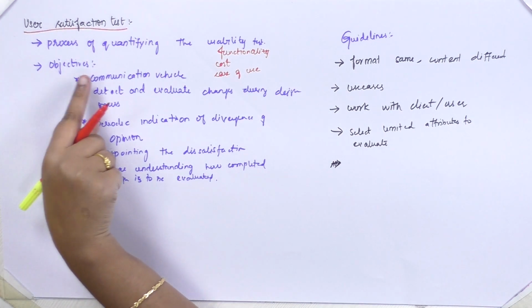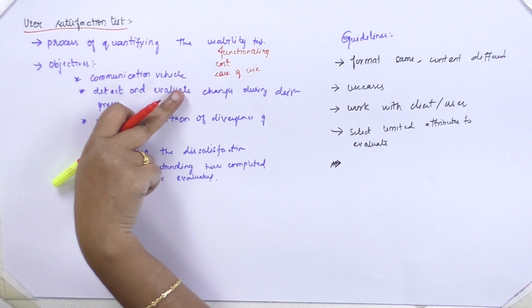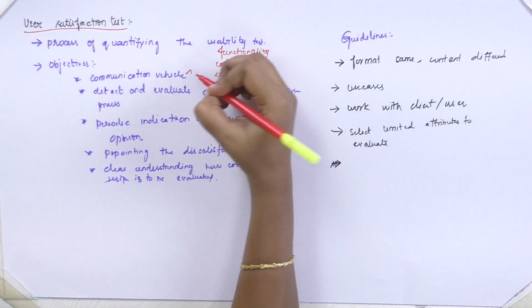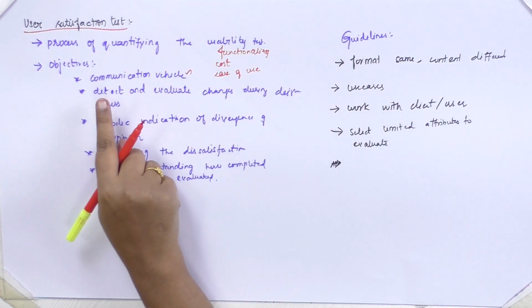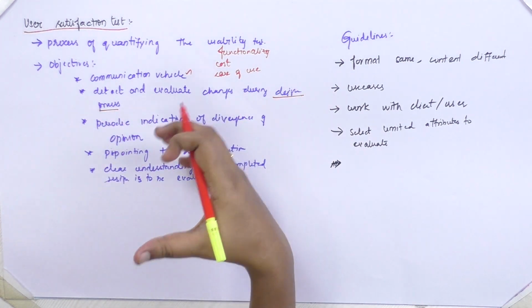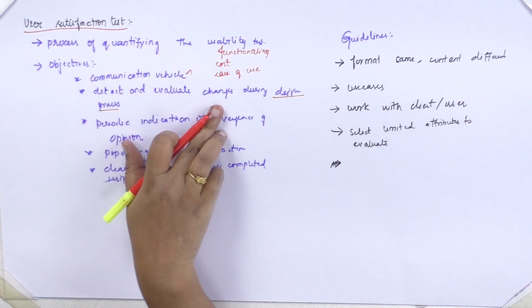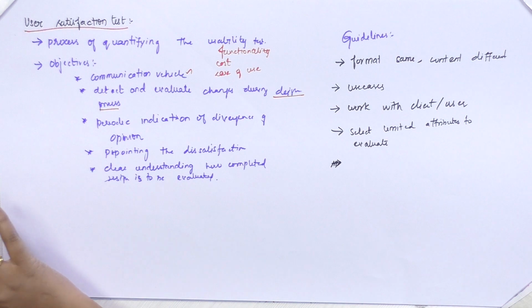The main objective of user satisfaction testing is that it has to act as a communication vehicle between the designers and the user. And the next is that it has to detect and evaluate the changes during the design process. In the design process you will be developing the software, so it has to detect and evaluate the changes so that usability testing can be quantified.